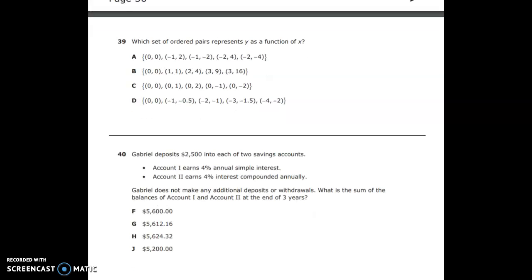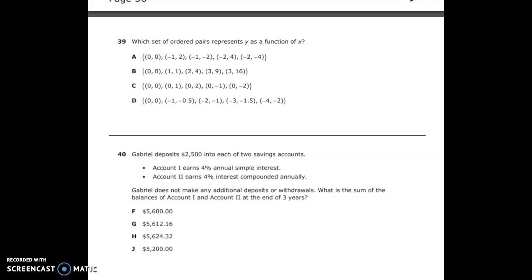Number 39. Which set of ordered pairs represent y as a function of x? 0, 0, negative 1, 2, negative 1, negative 2, negative 2, 4, negative 2, negative 4. 0, 0, 1, 1, 2, 4, 3, 9, 3, 16. 0, 0, 0, 1, 0, 2, 0, negative 1, 0, negative 2. 0, 0, negative 1, negative 0.5, negative 2, negative 1, negative 3, negative 1.5, negative 4, negative 2.